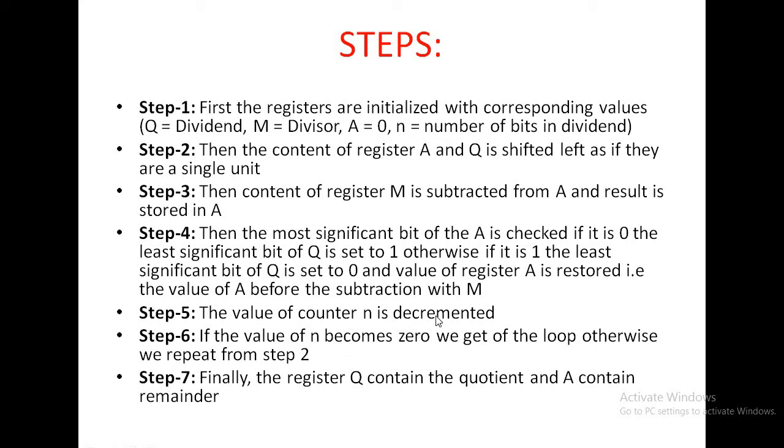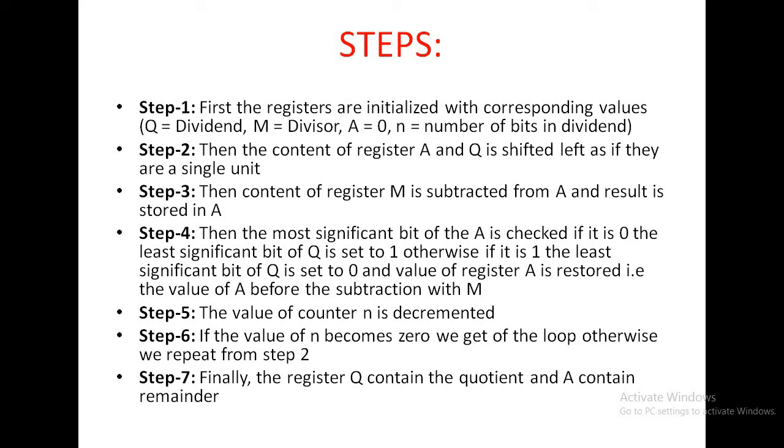The value of counter N is decremented. If the value of N becomes 0, we get out of the loop. Otherwise, we repeat from step 2. Finally, the register Q contains the quotient and A contains the remainder. So whatever steps I am writing here, I think you may not understand it well. So we will go through one small example so that the concept becomes clear to you.